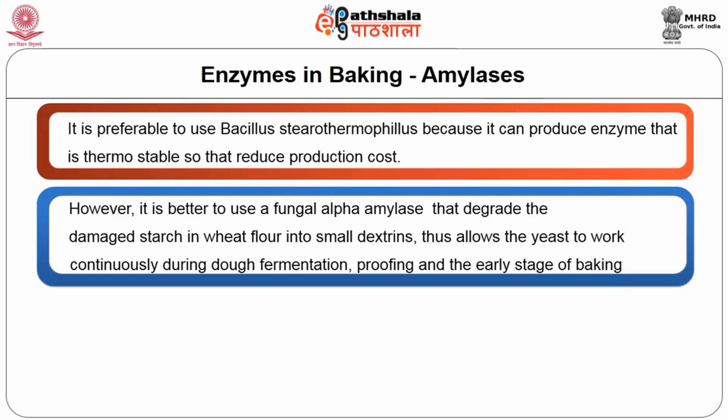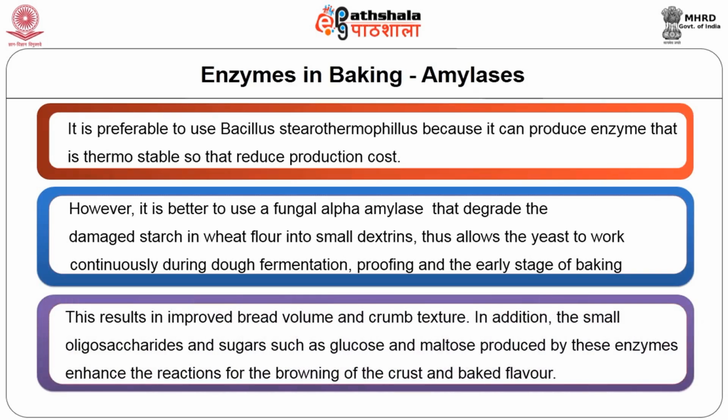The alpha amylases degrade the damaged starch in wheat flour into small dextrins, thus allowing the yeast to work continuously during dough fermentation, proofing and the early stage of baking. This results in improved bread volume and crumb texture. In addition, the small oligosaccharides and sugars such as glucose and maltose produced by these enzymes enhance the reactions for the browning of the crust and baked flavor.